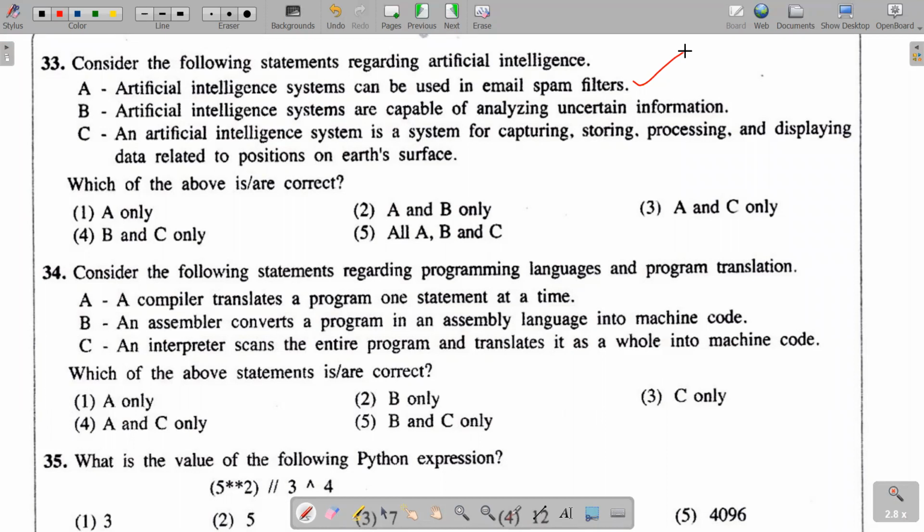Artificial intelligence systems are capable of analyzing uncertain information. Yes. Right? An artificial intelligence system is a system for capturing, sorting, processing, and displaying data related to position on Earth's surface. Now, what's this? This is called GIS, Geographical Information System. Right? So you can take A and B only as the answer.